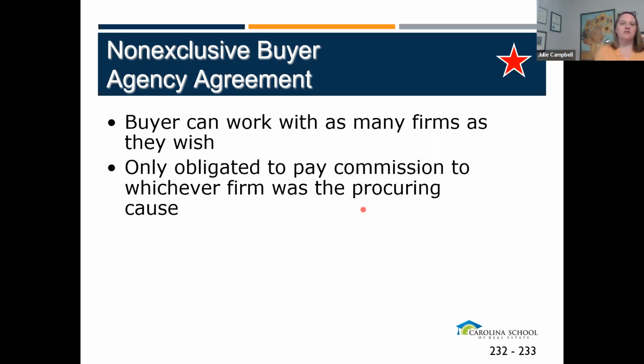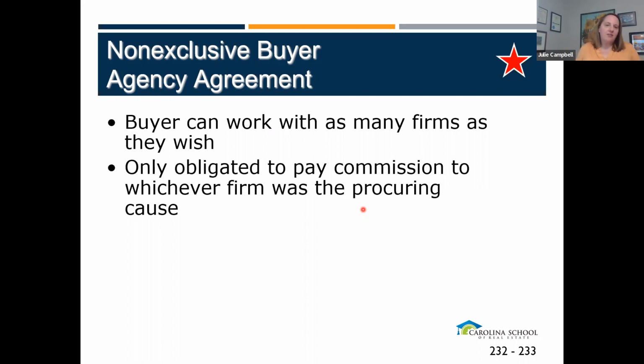In a non-exclusive buyer agency agreement, how many firms is the buyer dating? Non-exclusive. So how many firms are they dating? As many as they want. A lot. There you go. They're dating as many as they want.